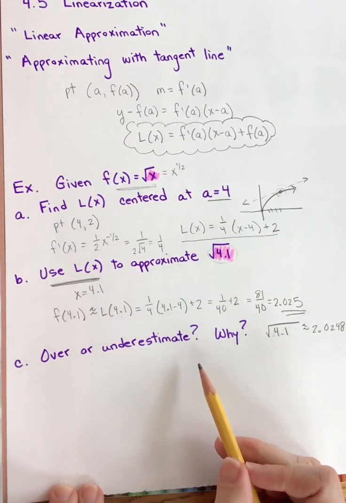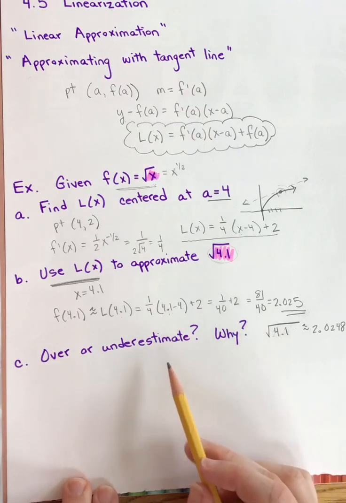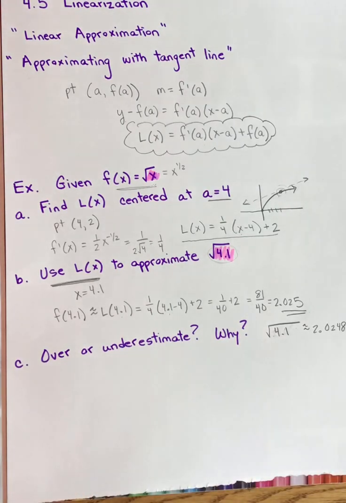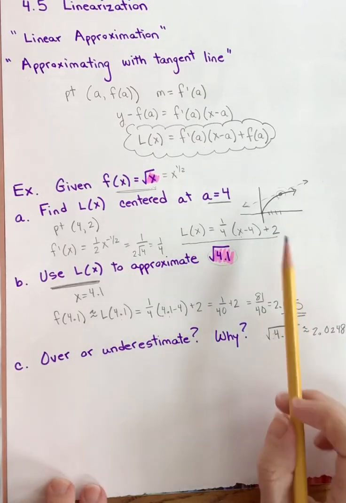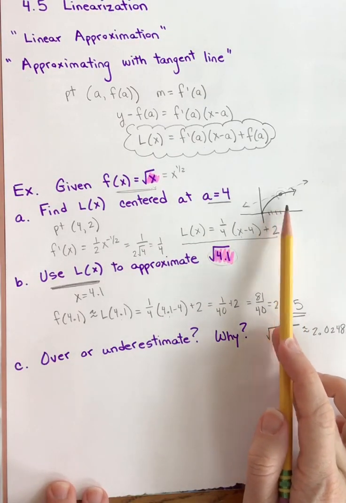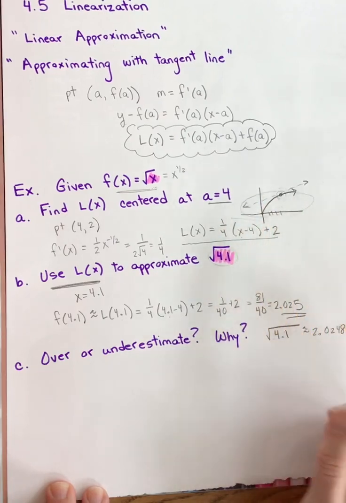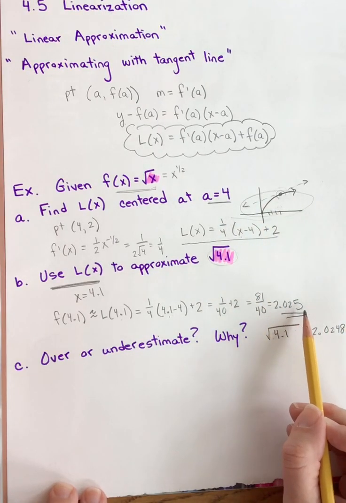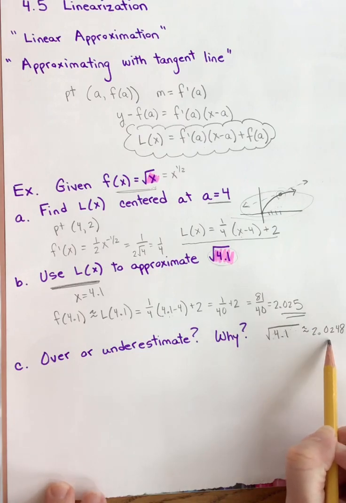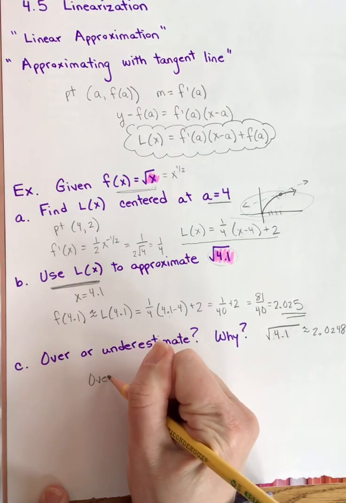Last but not least, I know you're excited, I am too. We want to decide over or underestimate. Now, you can't just say it's bigger because it's bigger, although sometimes we like to do that. We need a little more mathy reason to feel that way. So let's go back and look at this picture. I think you would agree, hopefully, that 2.025 is greater than the actual value. So it is an overestimate.